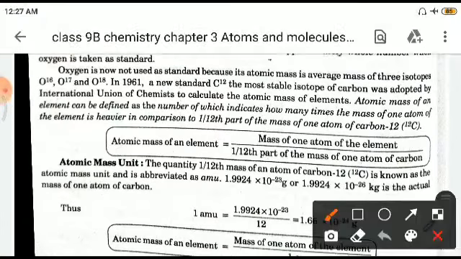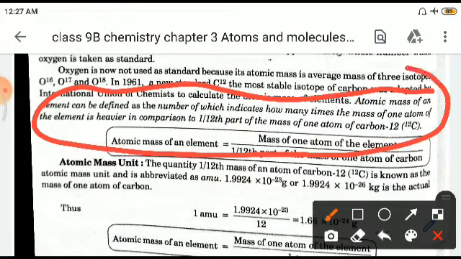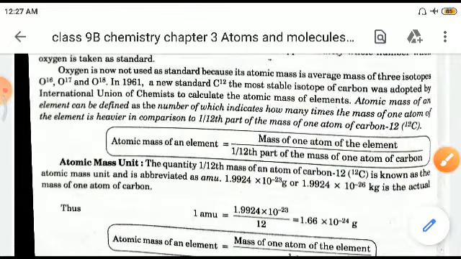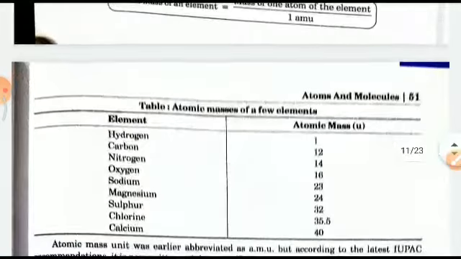Right. See here, the definition: atomic mass of an element is the number of times its mass is greater when divided by 1/12 part of the mass of one atom of carbon, right? That is the atomic mass of the element.